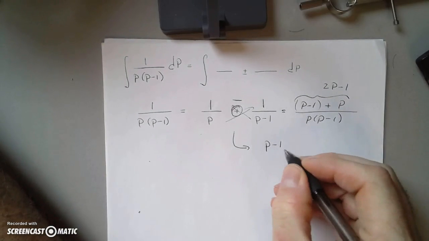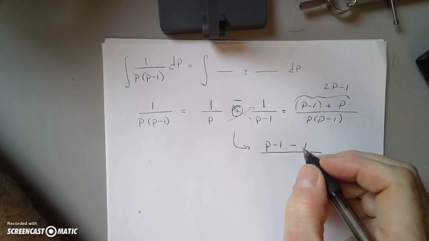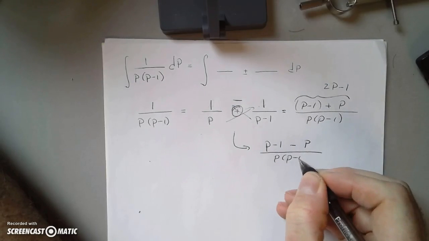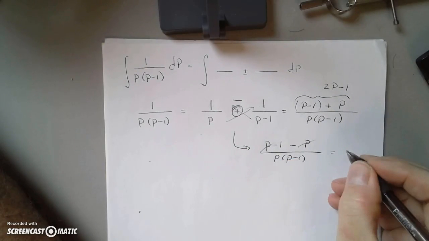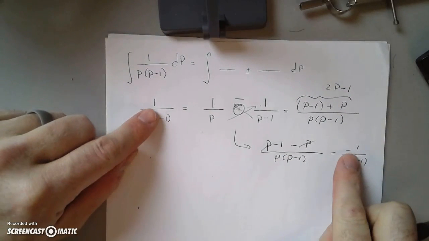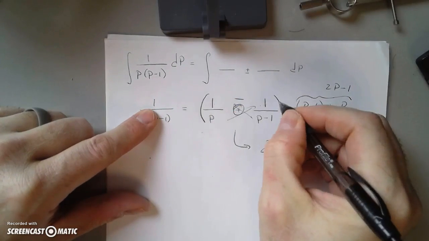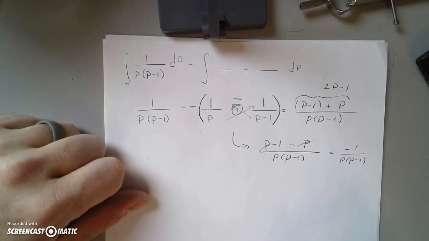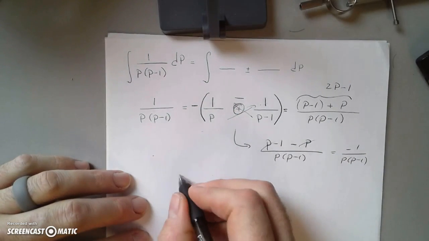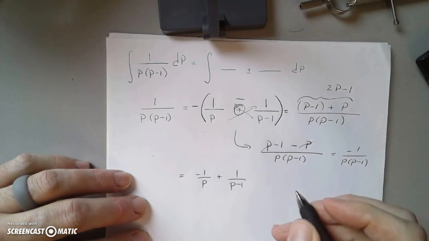You'd have P minus 1 minus P, right? Because P times 1. Sorry there, I get caught up. Over P minus 1. Now the P's cancel, and you get a minus 1 over P minus 1. Now that's not quite the same, right? So you can either throw a minus sign in front of this, or you can flop the signs. So minus 1 over P plus 1 over P minus 1.